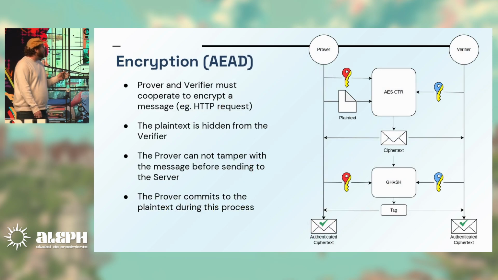So when we get to encryption, the prover and the verifier have to cooperate in this TLS-MPC session in order to encrypt a message or like an HTTP request. The verifier, or Bob, never sees the plain text. It is completely hidden from them. The prover cannot tamper with any of the messages or try to forge any data because the prover does not know the entire TLS keys. If they try to do that, the ciphertext would be incorrect and the server would have no way of decrypting it. Then the prover also commits to this plain text during the process.